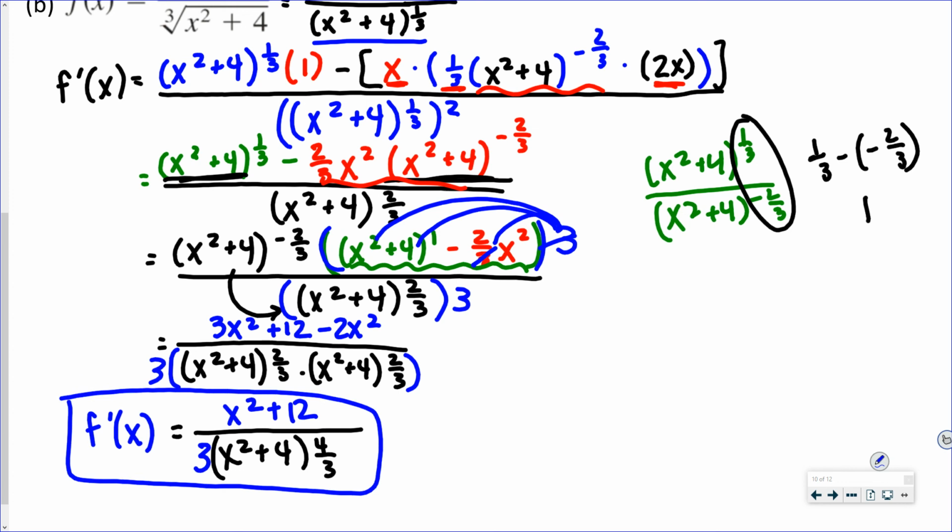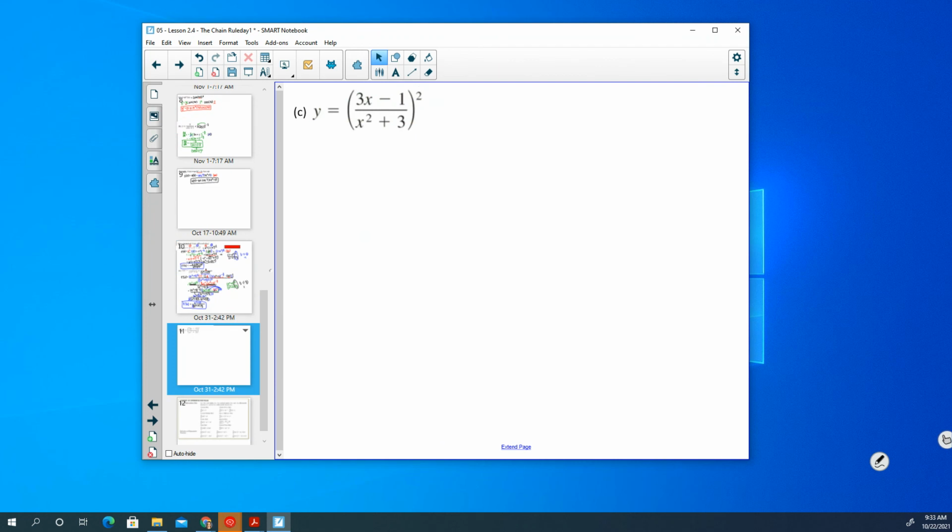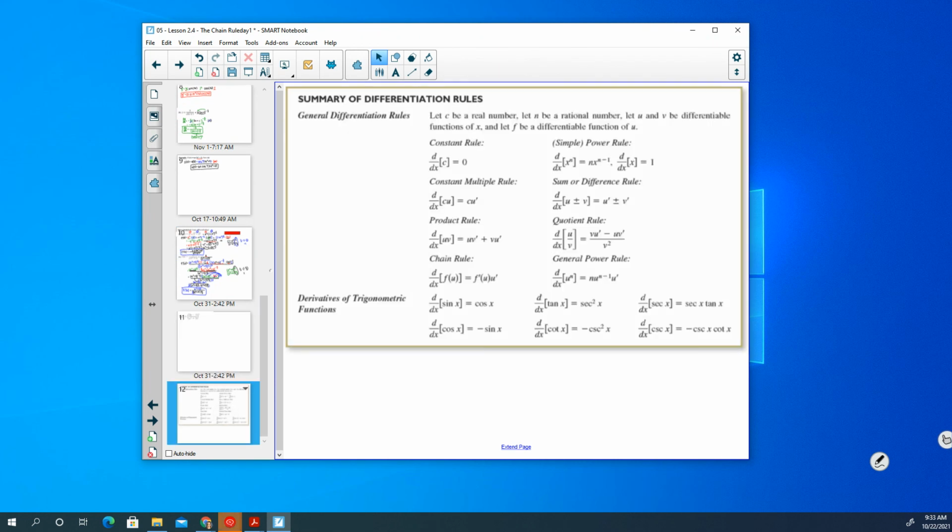Woofda. Oh no, the bell's gonna ring. Okay. I only have one left in the notes for us to do. We can do that as a warm-up on Monday. And then the rest of the notes are basically now all of our differentiation rules, including the chain rule.